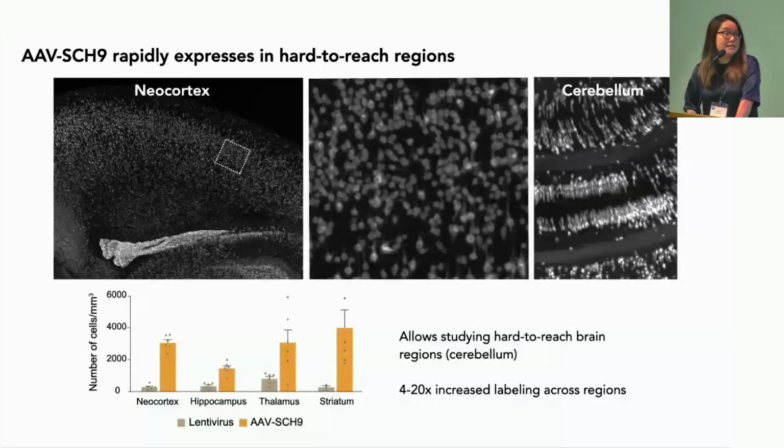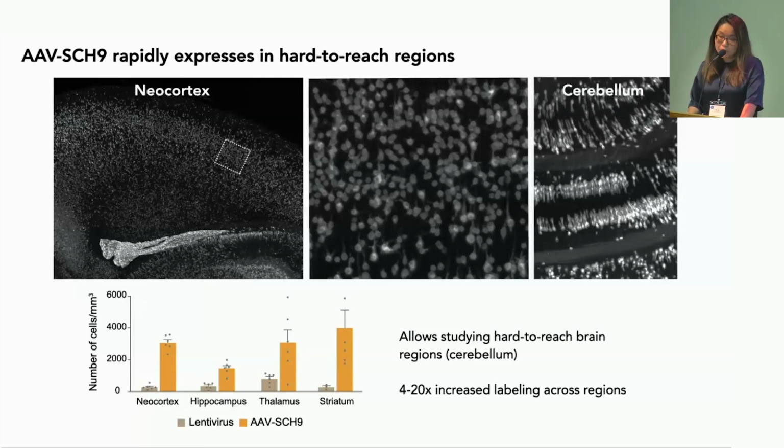But we were really excited to find out that it labeled nicely in our chosen brain area of interest, that is the cortex, but it also allows us to access some brain regions that are much harder to target, such as cerebellum, shown here on the right, the beautiful Purkinje cells here.